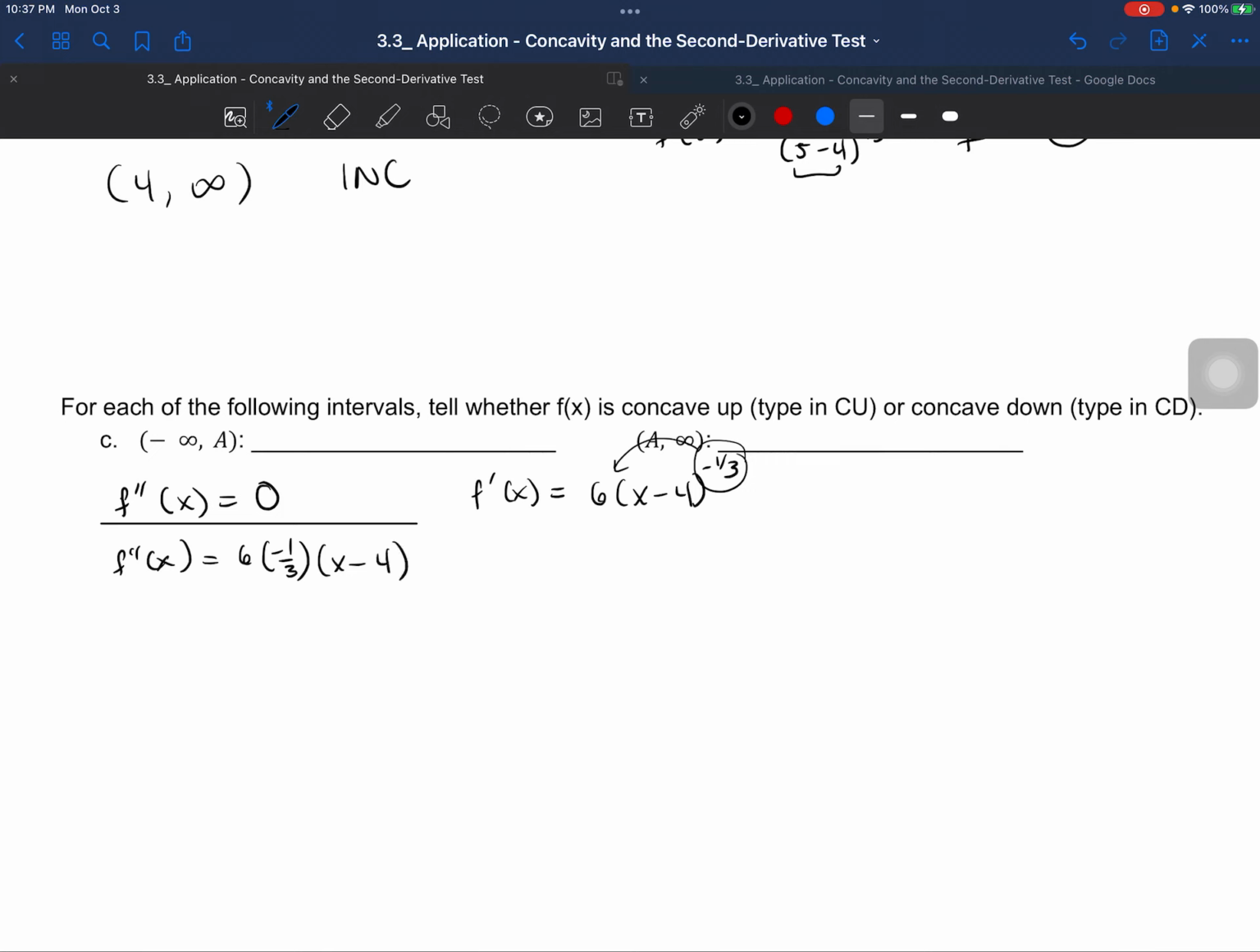-1/3 times x minus 4 raised to, and what do we do here? We subtract 1. So if you subtract 1, that's going to be -1/3 minus 1. You use your calculator, that will give you -4/3. Alright, so if we simplify this, these two simplify to be -2, and this has negative power, so we're going to bring that down.